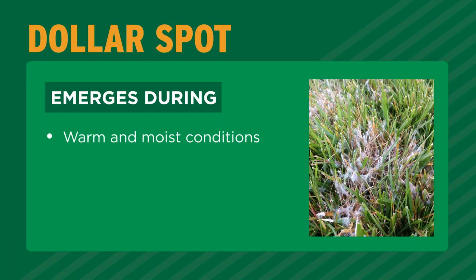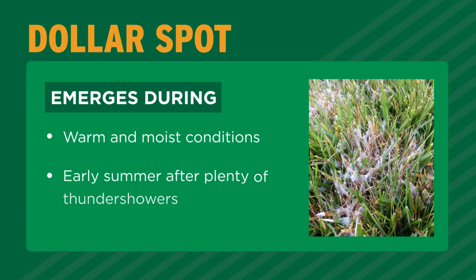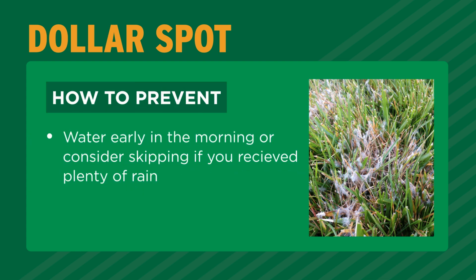Dollar spot shows up during warm and moist conditions. Think early summer when you have plenty of heat and humidity plus pop-up thunder showers. And if you're running your sprinklers on top of that, you're probably feeding the dollar spot. Now there are some ways to prevent dollar spot, and the first is water early in the morning, or if you've had plenty of rain and if there's humidity, consider not watering at all.